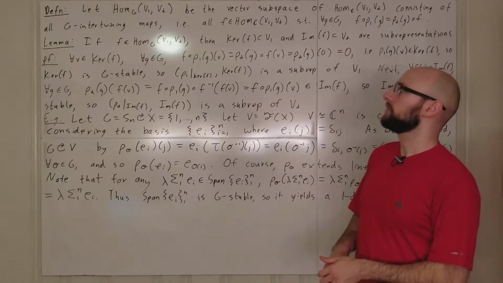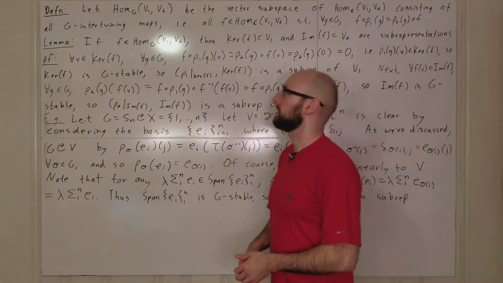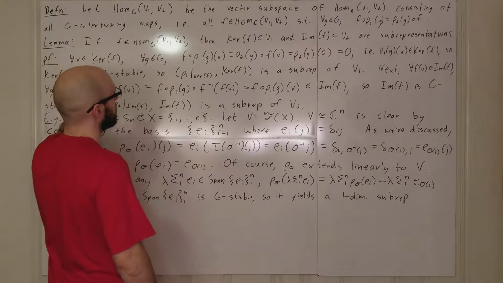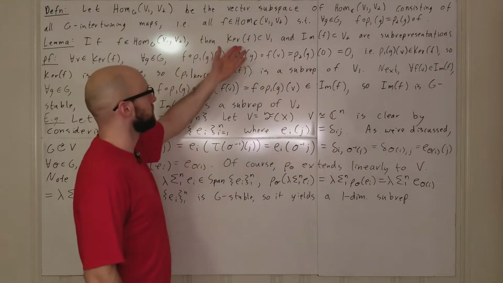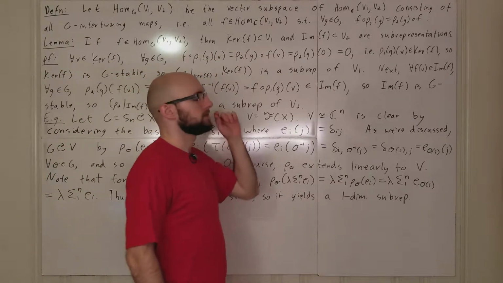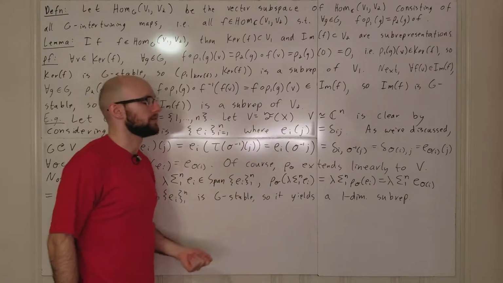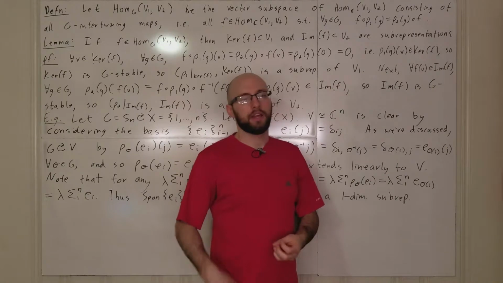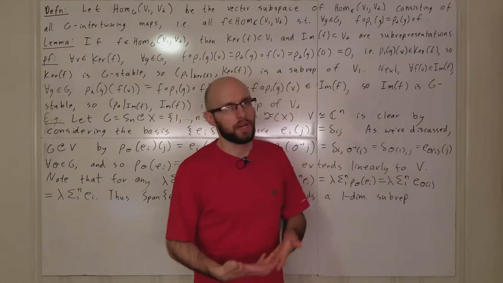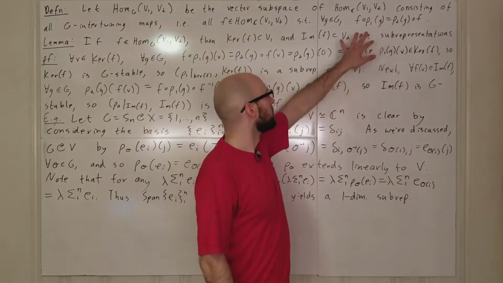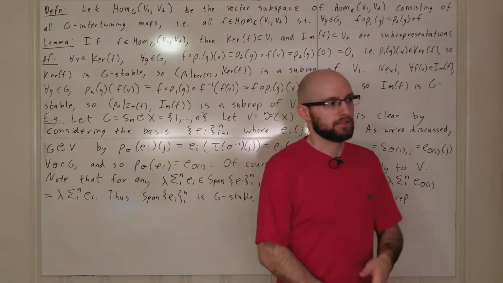So anyways, we have a lemma. If we've got f in Hom_G(V1, V2), then certainly the kernel of f is going to be a subspace of V1, and the image of f is going to be a subspace of V2. If those aren't completely obvious, that's fine, but you should work through those. And these are subrepresentations.